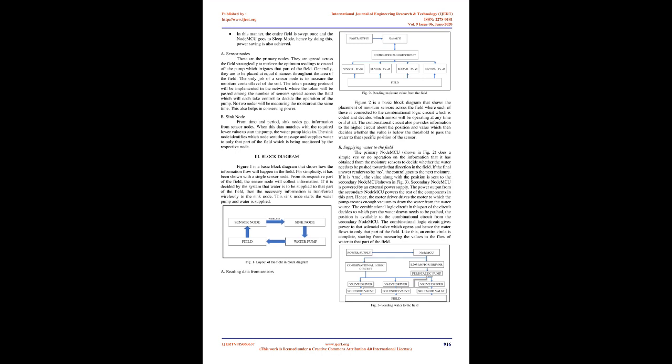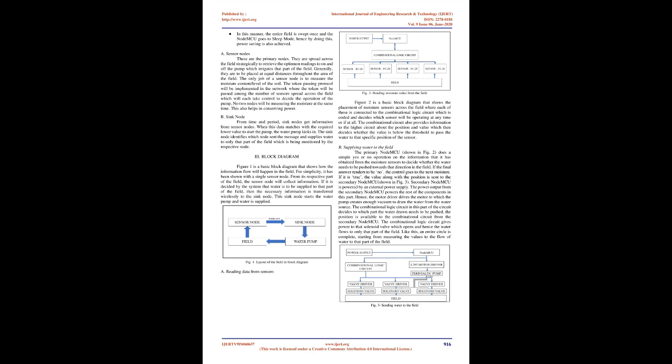A. Reading data from sensors. Fig. 2. Reading moisture value from the field. Figure 2 is a basic block diagram that shows the placement of moisture sensors across the field, where each of these is connected to the combinational logic circuit, which is coded and decides which sensor will be operating at any time or if at all. The combinational circuit also provides information to the higher circuit about the position and value, which then decides whether the value is below the threshold to pass the water to that specific position of the sensor.